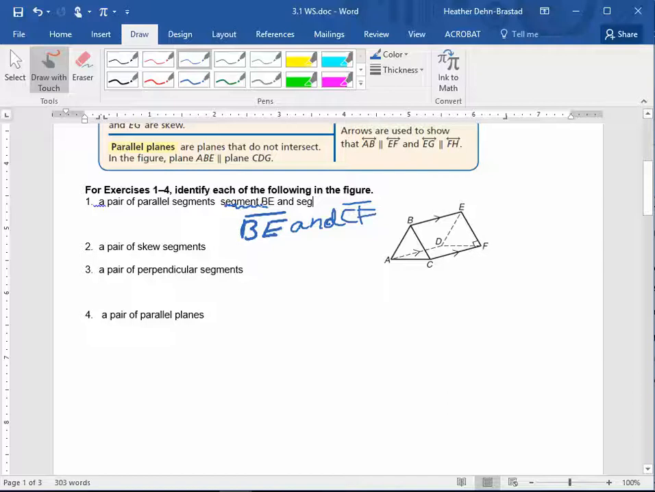And then perpendicular segments have to be those that are at right angles to each other. The little square here means that these are at right angles. So EF is perpendicular to CF, but you can also assume that these are all at right angles as well, even though they don't have the angle mark in each corner. And the reason is because these two lines are parallel to each other, so therefore if this is a right angle, the other ones are going to be as well.